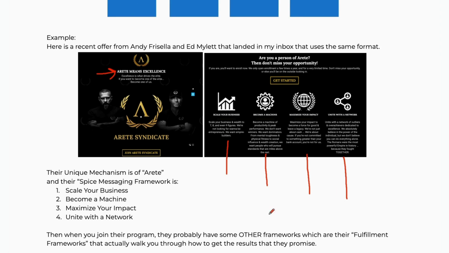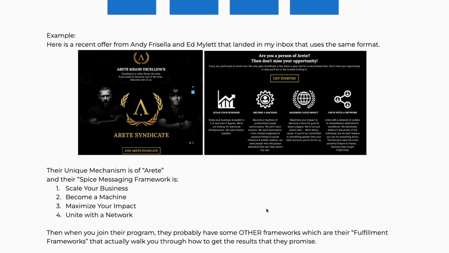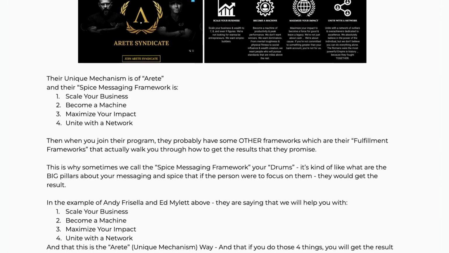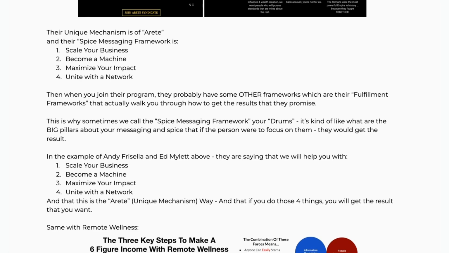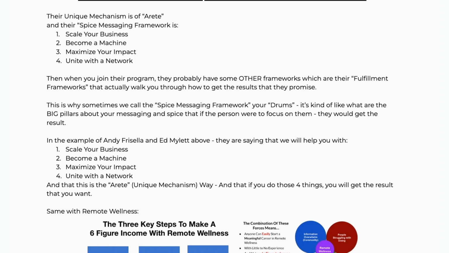And then when you actually join their program, I'm sure they probably have a whole bunch of other frameworks that are related to their fulfillment and actually how to get the outcome and the results that they have promised. Okay. And so this is the reason why sometimes we call spice messaging frameworks our drums, because it's kind of like the big pillars of your messaging that you're going to be drumming over and over again in your marketing. That way people can understand what you are all about, what your unique mechanism is all about, what your company is all about, what your product is all about, what your offer is all about.